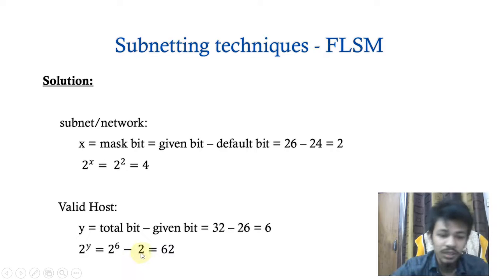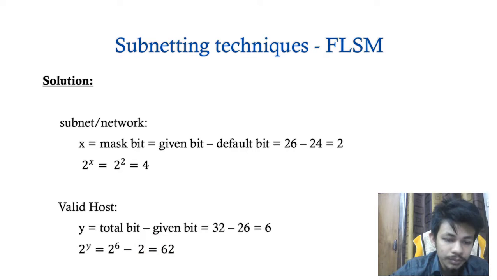Why minus 2? The minus 2 is because one IP address is the network address and another one is the broadcast address. Those 2 we can never use for hosts. So as we are finding valid hosts, we have to subtract these 2 because we can never use them as a host. So we are subtracting the network address and broadcast address. That means the valid hosts are 62.